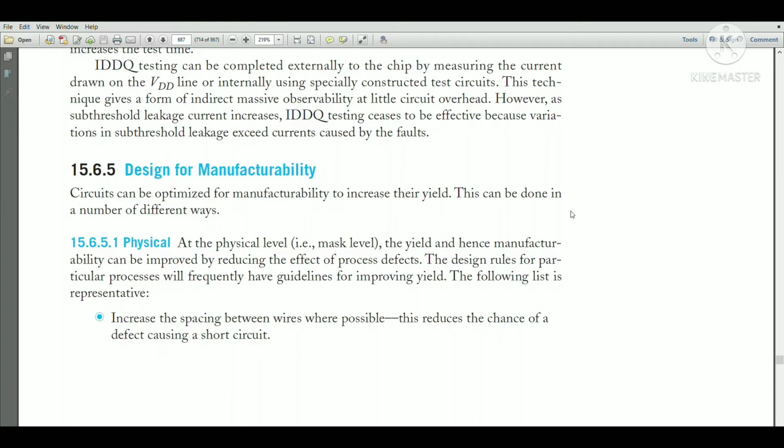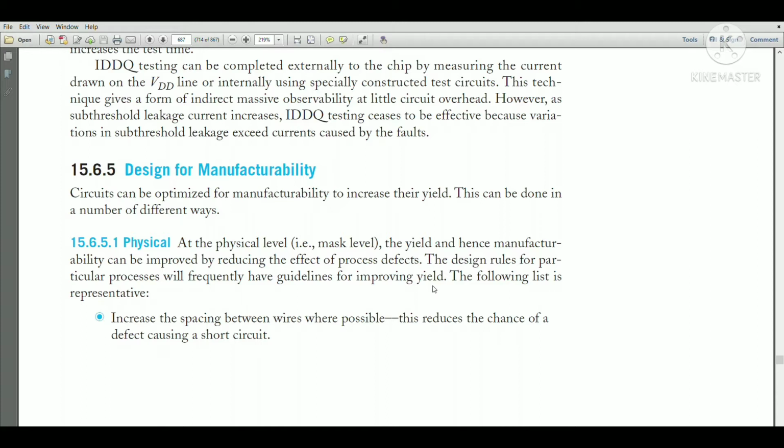First is physical. At the physical level, the yield and hence manufacturability can be improved by reducing the effect of process defects. The design rules for a particular process will frequently have guidelines for improving yield. The following list is representative. First is increase the spacing between wires where possible. This reduces the chance of a defect causing a short circuit.